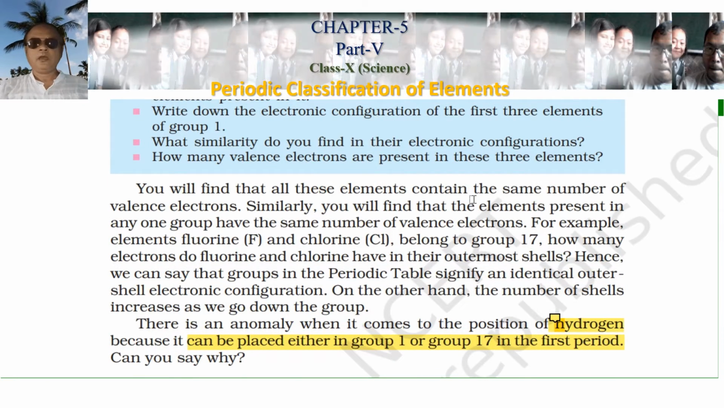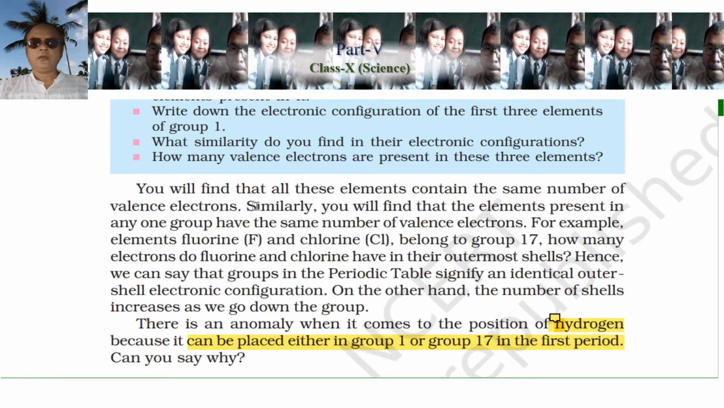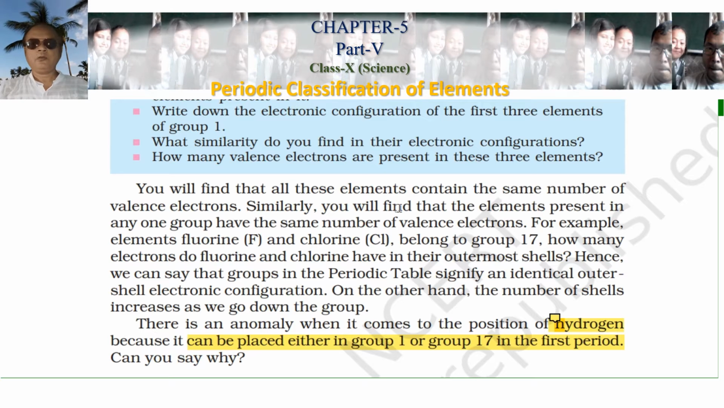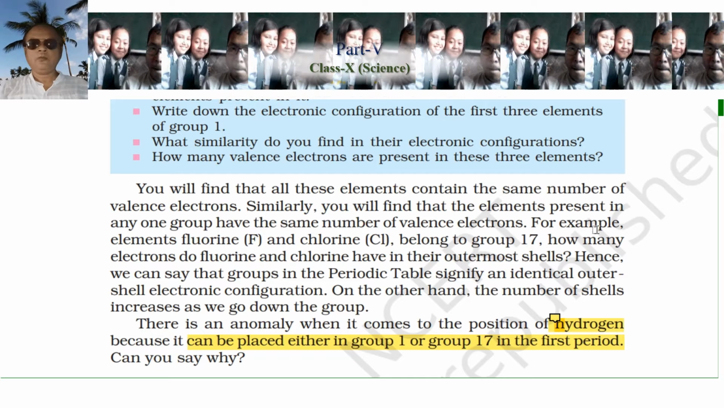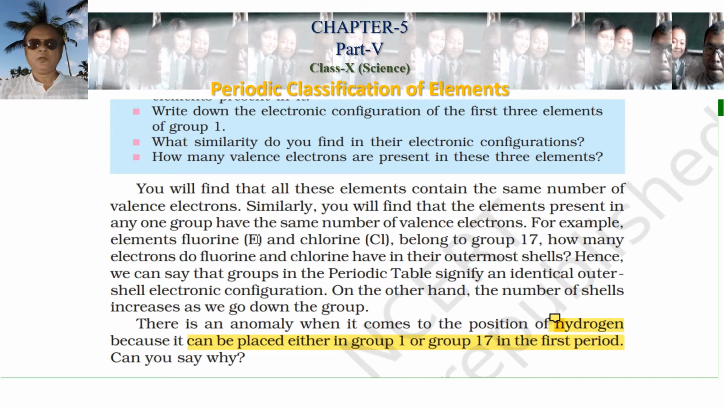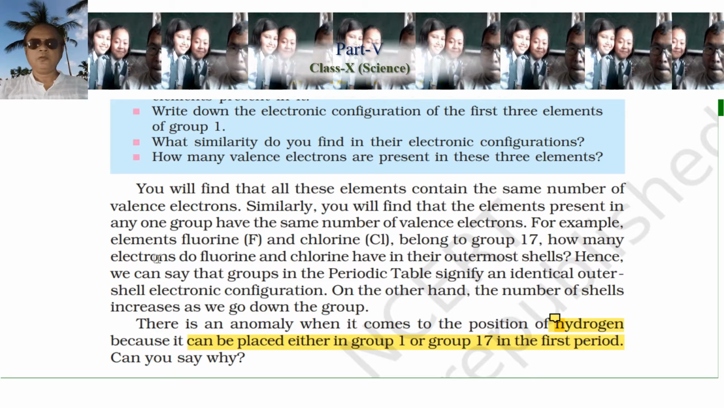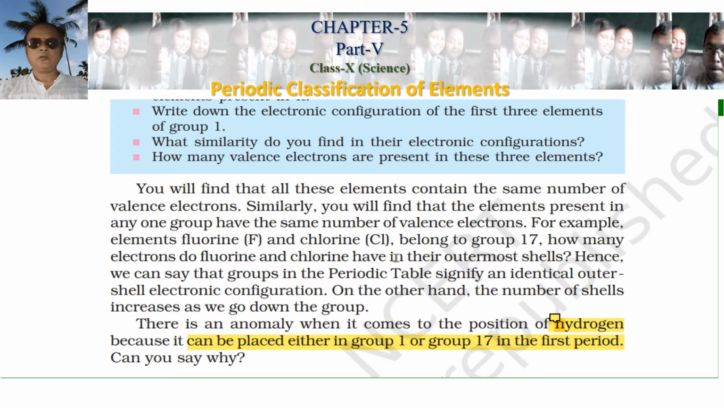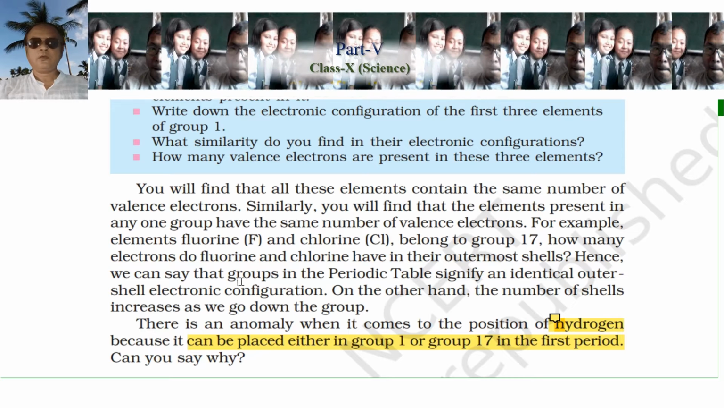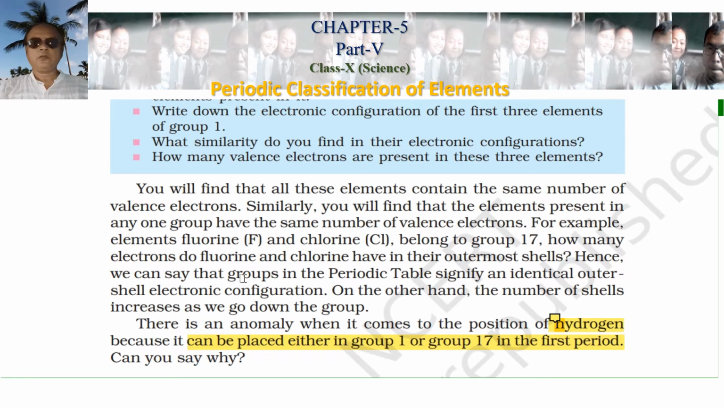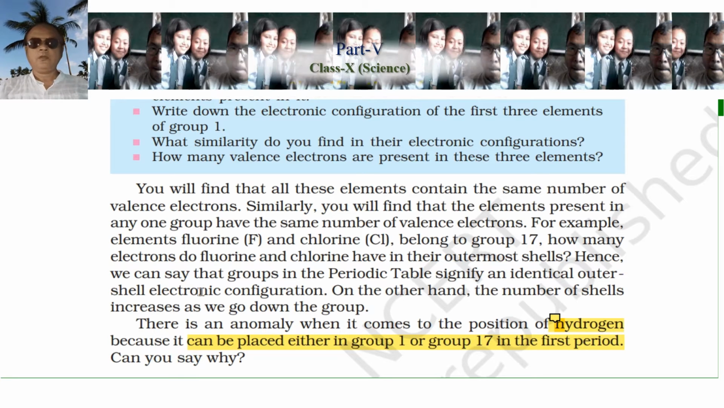You'll find that all these elements contain the same number of valence electrons. Similarly, you will find that the elements present in any one group have the same number of valence electrons. For example, fluorine and chlorine belong to group 17. So how many electrons do fluorine and chlorine have in their outermost shells? Hence we can say that groups in the periodic table signify an identical outer shell electronic configuration.